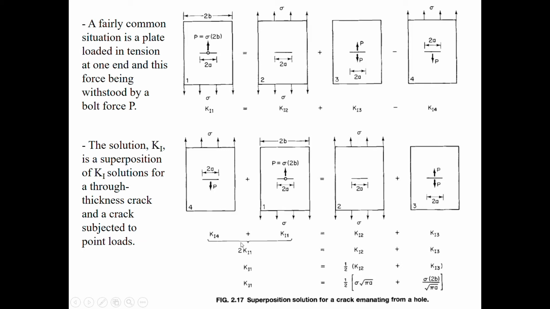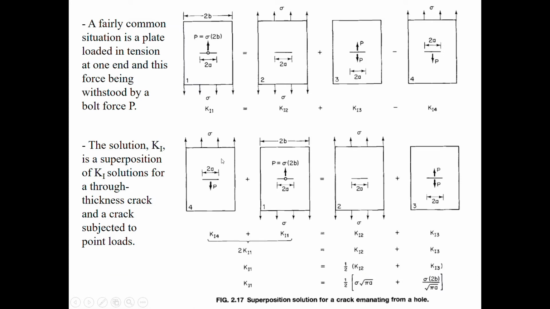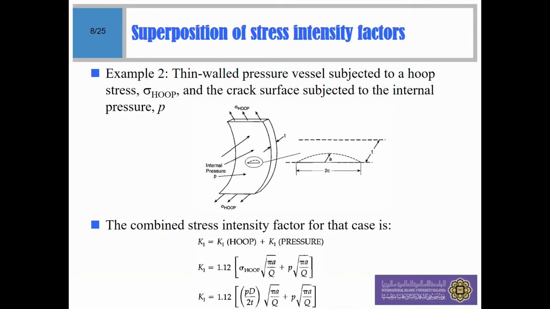Okay, why they say this: K1 in this case here plus K1 is actually the same as in the previous solution. You just equate this, it becomes 2K1, and then you can divide the summation of both situations by 2. And then you can get the superposition situation for K1.